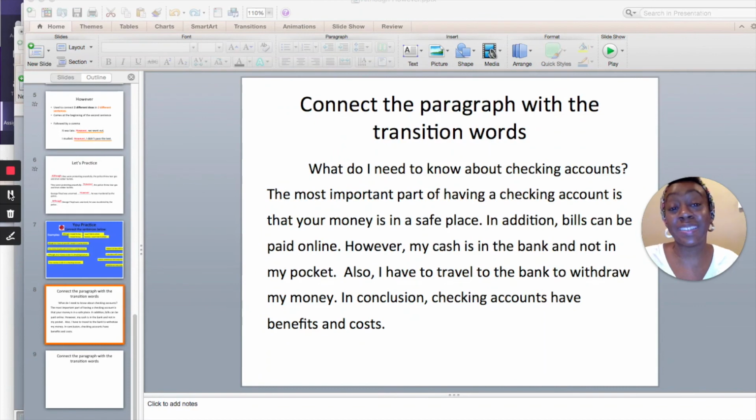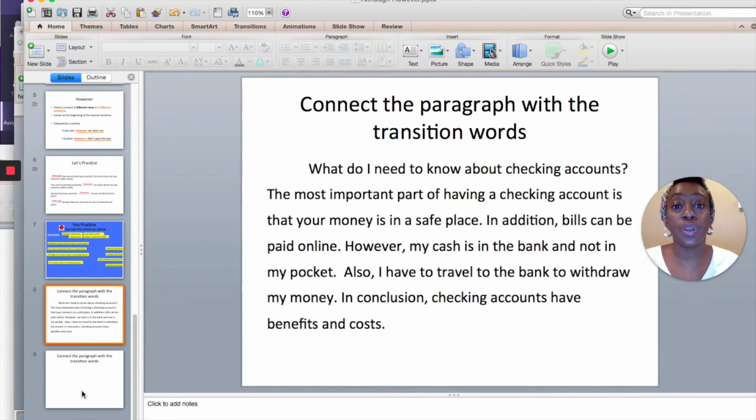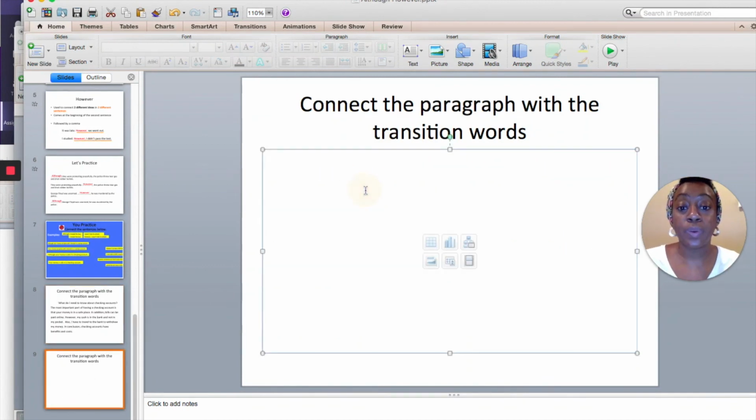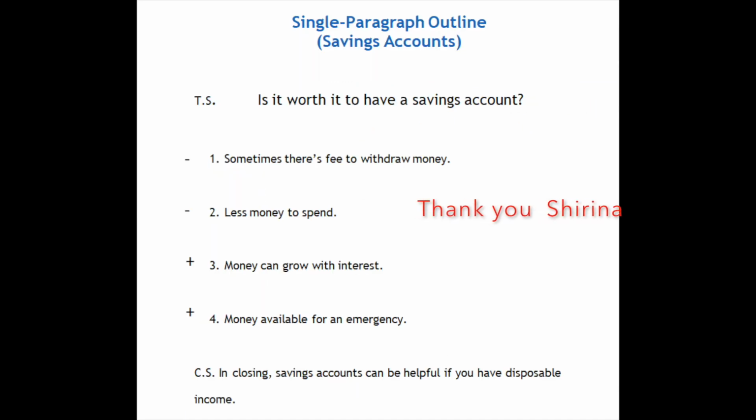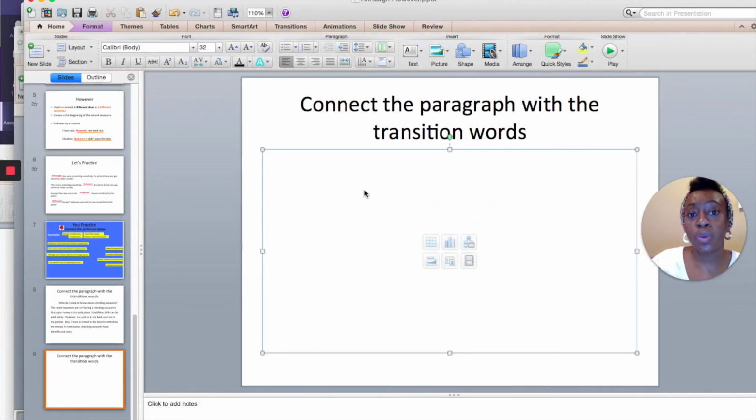We're going to do example number 2, and we're going to write a paragraph about the costs and benefits of savings accounts. If you notice from the outline here, you'll see that we're going to start with the costs instead of starting with the benefits. Topic sentence is, is it worth it to have a savings account? So I'm going to type that here.